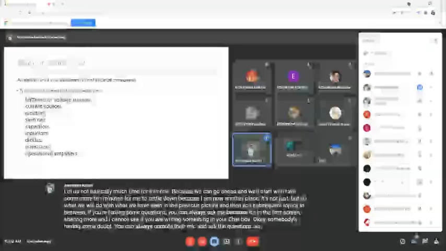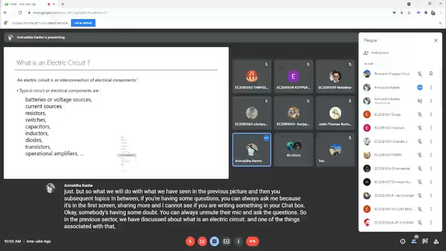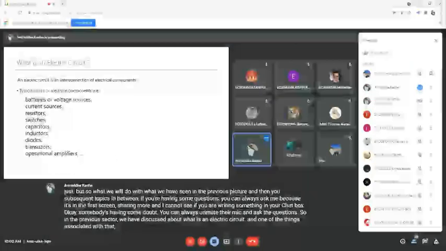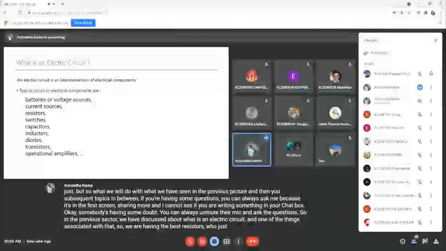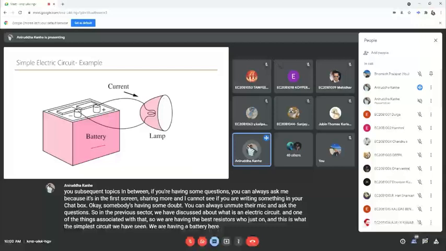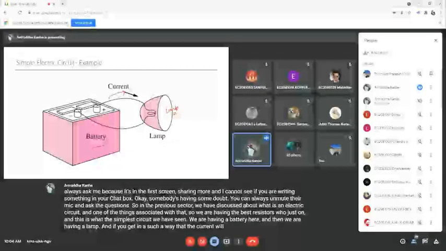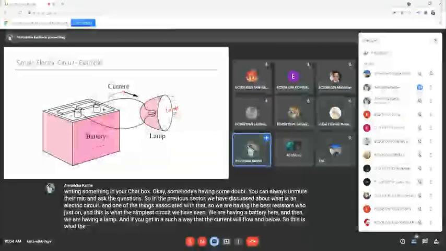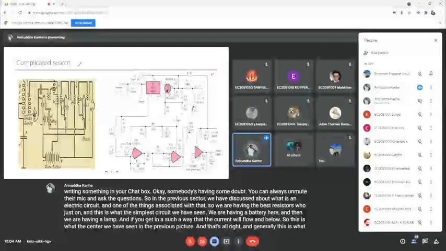So in the previous lecture, we have discussed what an electric circuit is and what the things associated with that are. So we are having the batteries, current source, resistors, switches, capacitors, inductor, diodes, transistor, operational amplifiers, and so on. And this is the simplest circuit we have seen. We are having a battery here, and then we are having a lamp. And if you connect it in such a way that the current will flow, the lamp will glow. So this is the simplest circuit we have seen in the previous lecture, and that's the complicated one, right? And generally, this is what you are supposed to handle.